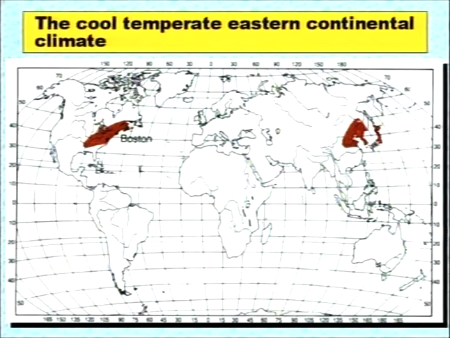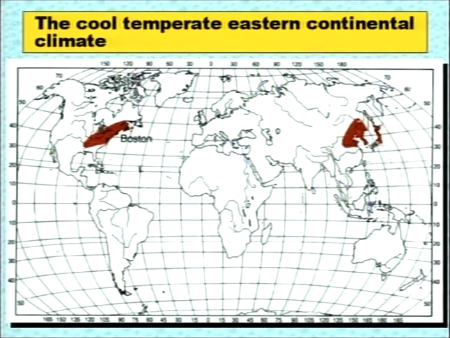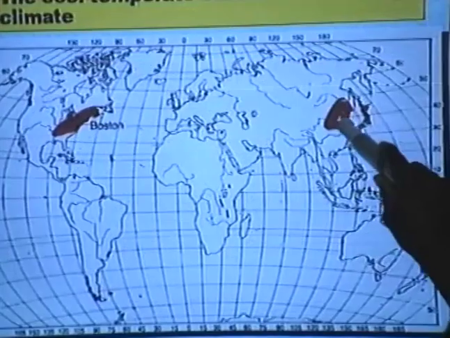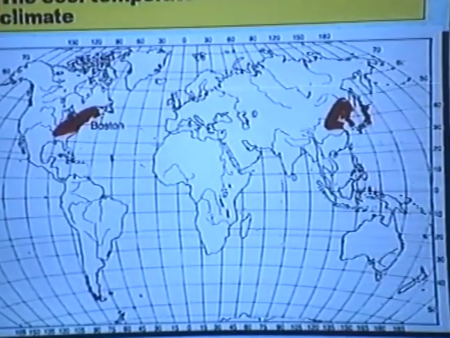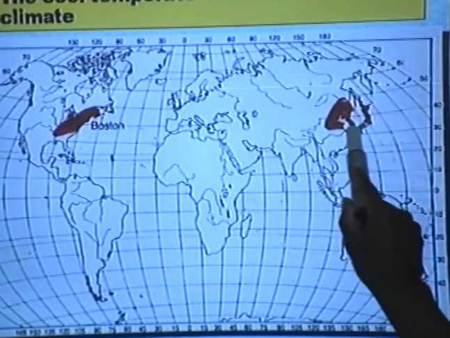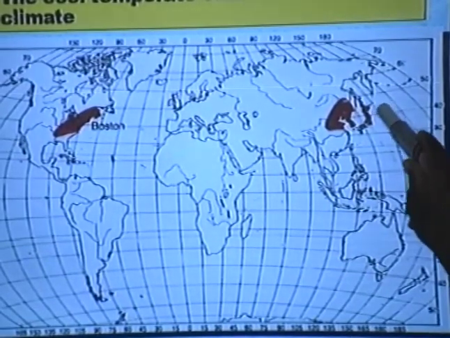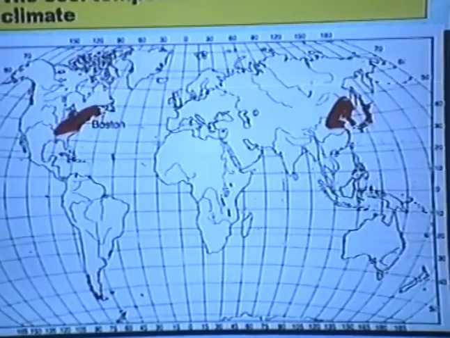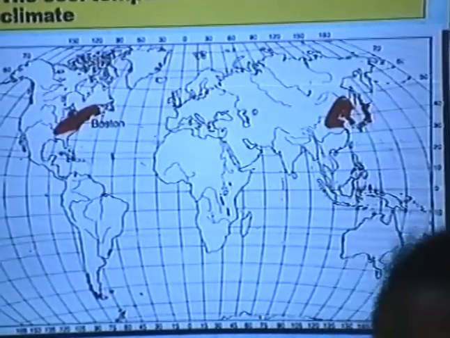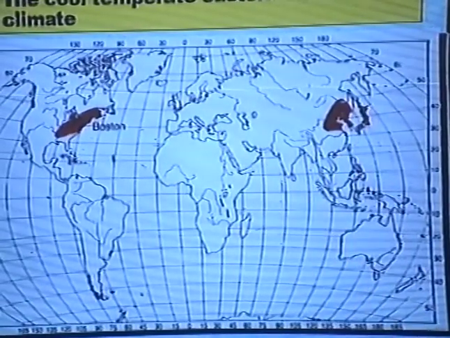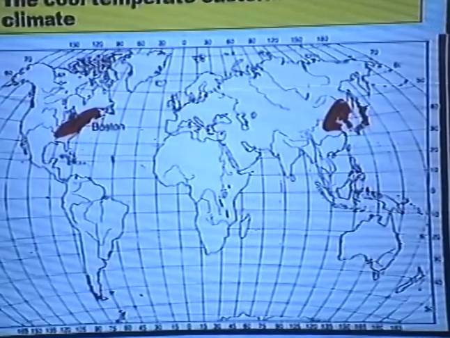Location of this type of climate, the cool temperate eastern continental or the Laurentian type climate. You find here Eastern China. We also have Korea. The country Korea experiences this type of climate. Northern island of Japan. The South Island of Japan experiences the warm temperate type climate. Here, the northern island of Japan experiences the cool temperate eastern continental type climate.